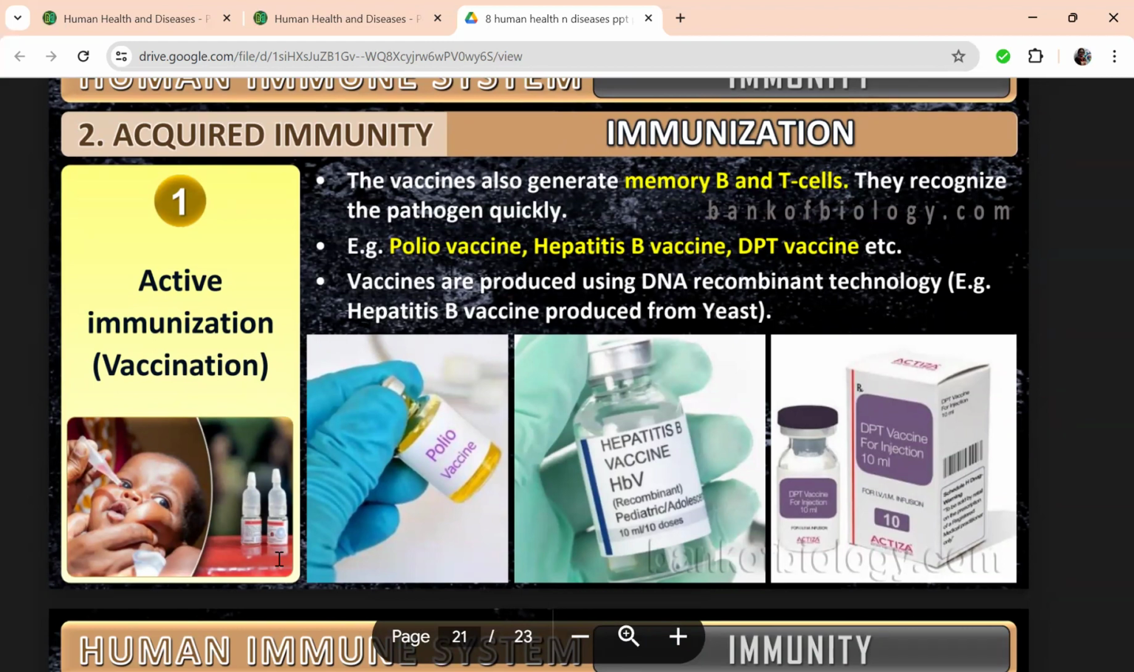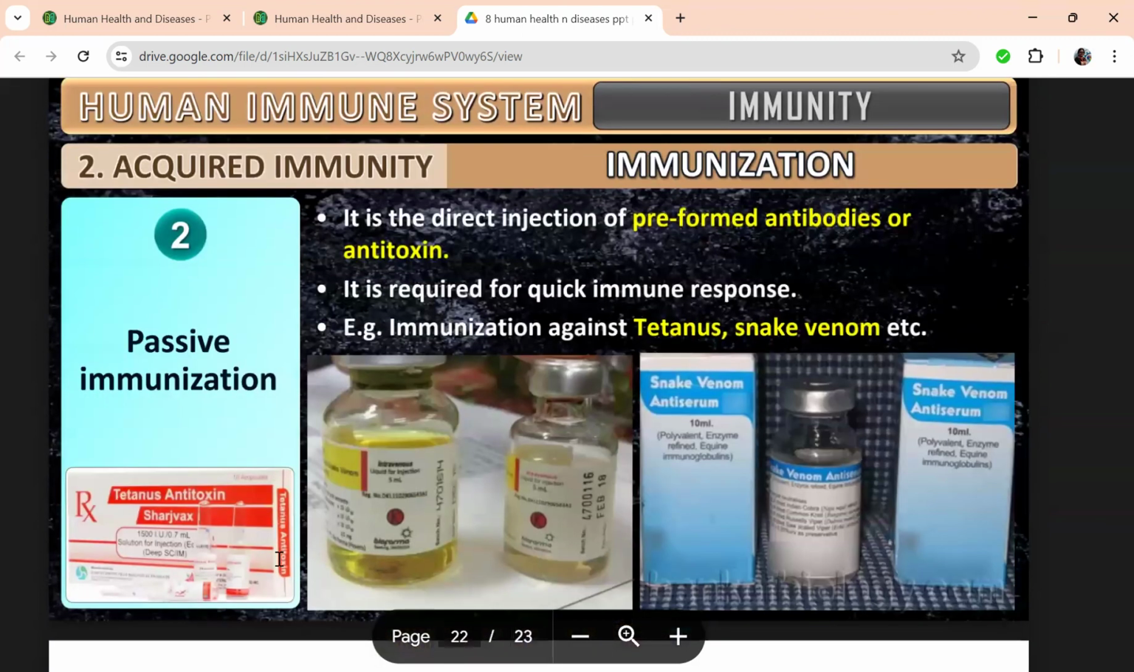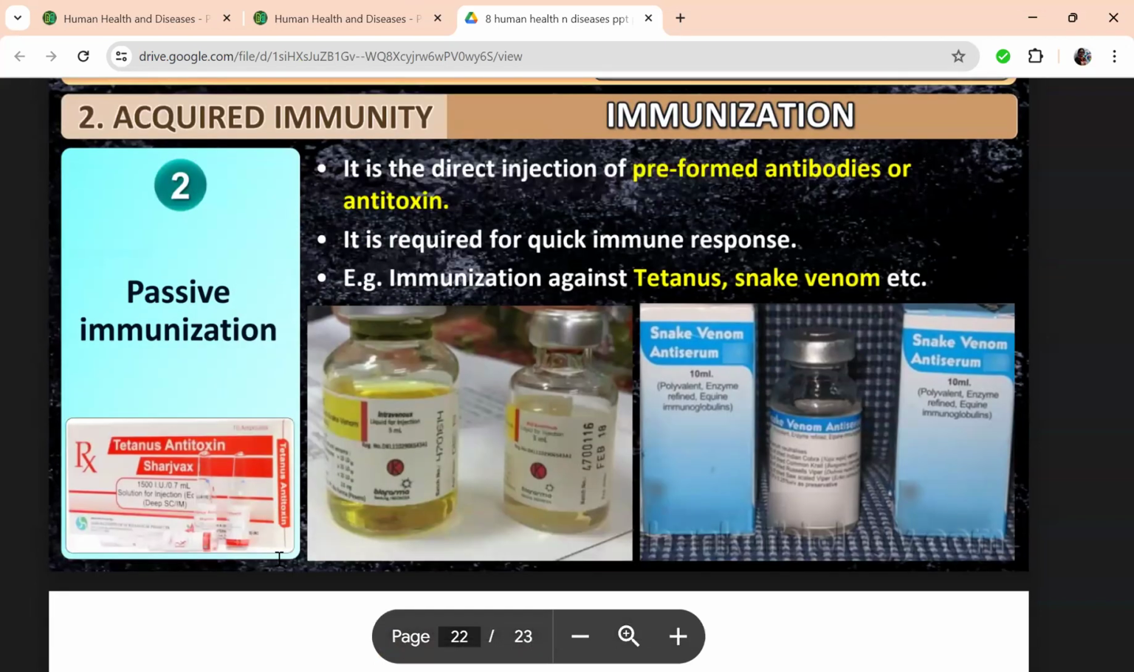Before going to passive immunization, in active immunization the vaccines also generate memory B and T cells. They recognize the pathogen quickly, like polio vaccine, hepatitis B, DPT vaccines, etc. Vaccines are produced using recombinant DNA technology. And if I talk about passive immunization, then it is direct injection of pre-formed antibodies or antitoxins, like we have for tetanus, snake venom, and all. It is required for a quick immune response. So that is passive immunization.